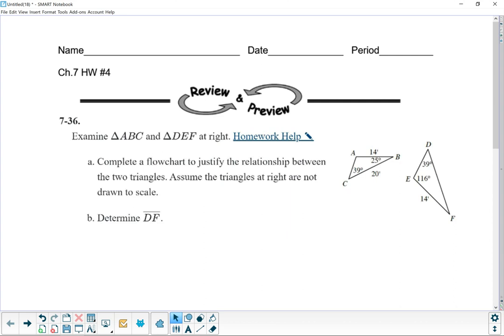Number 36, examine the two triangles at the right. Complete a flowchart to justify the angle relationships between the two triangles. Assume the triangles at the right are not drawn to scale and determine DF.